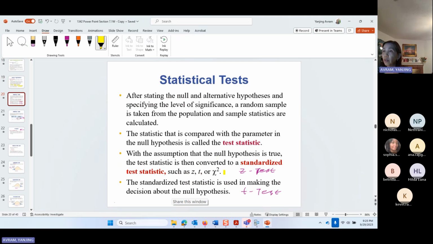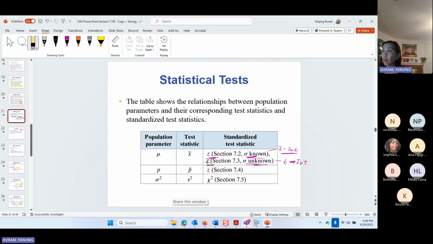And we also have to make sure we have two tests for this. One is a Z test, one is a T test. We're going to ignore the chi-square test. We are not talking about the chi-square test for this chapter, okay? So we're going to have two tests, the Z and T test only, okay?